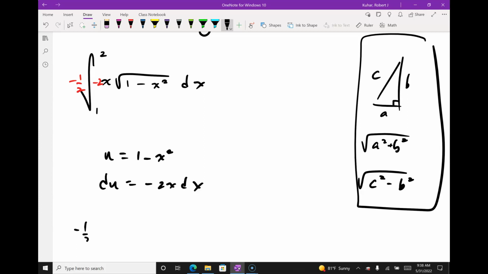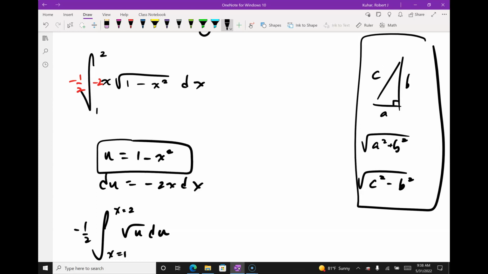So I've got a negative 1/2 times the integral from x equals 1 to x equals 2 of the square root of u du. And so you can see where my u sub is going to happen: I don't want x's, right? So what happens to u when x is 1?